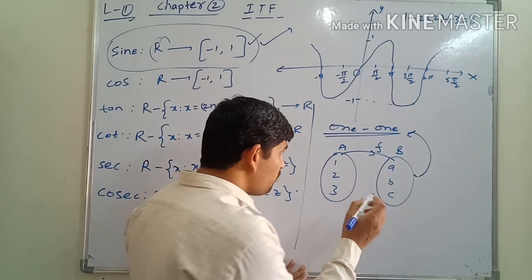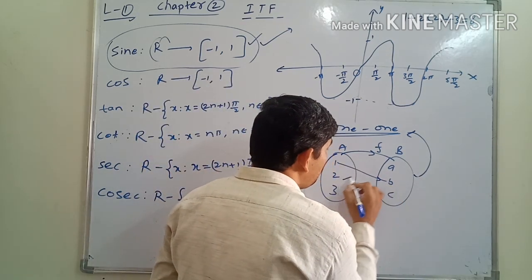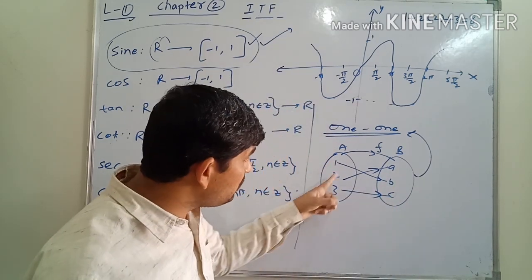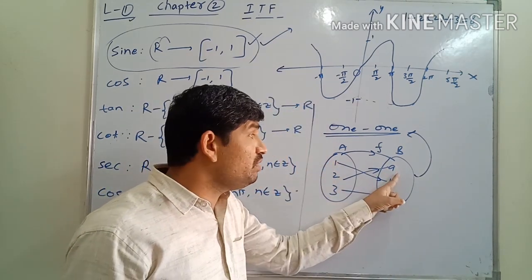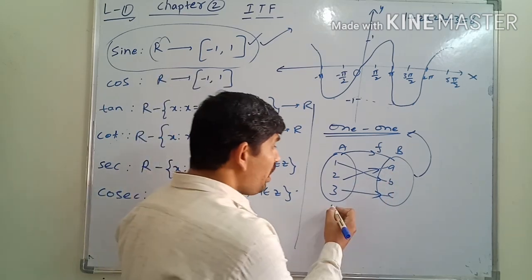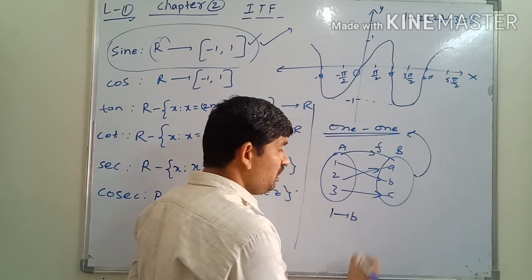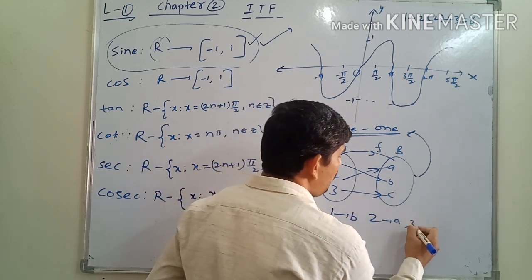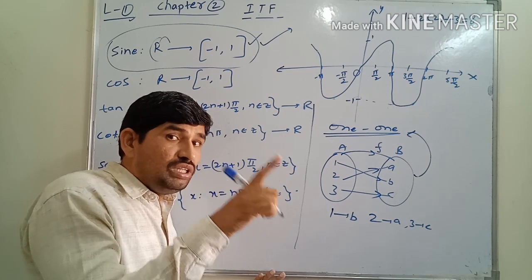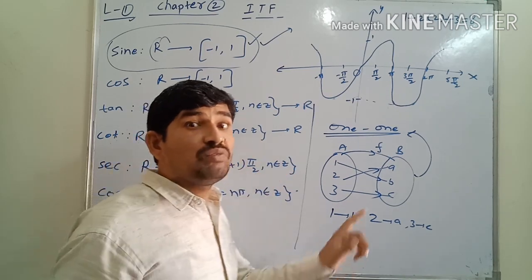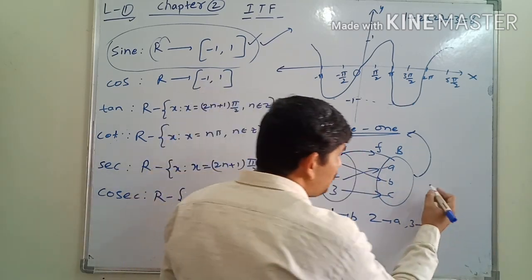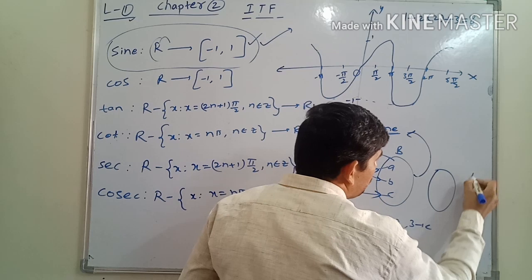Remember, 1 is mapping with B, 2 mapping with A, 3 mapping with C. So different elements in set A have different images in set B, so we can say this is a one-one function: 1 has the image B, 2 has the image A, 3 has the image C. Suppose I take one more example, then only you will understand when a function is not one-one.